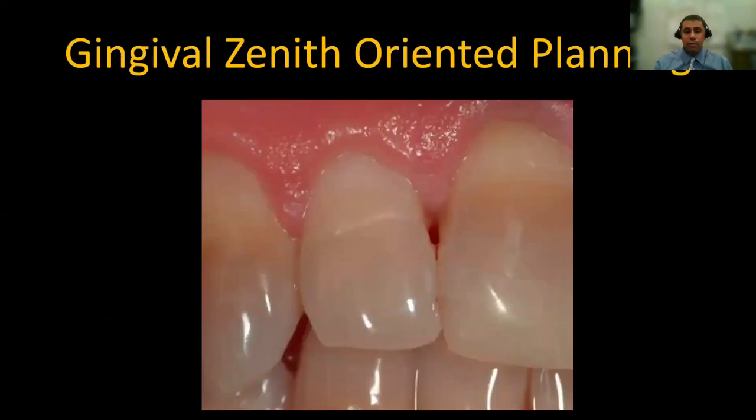Most of those are manufactured in titanium. But again, if these are planned correctly, you can have a very good outcome for the patient.